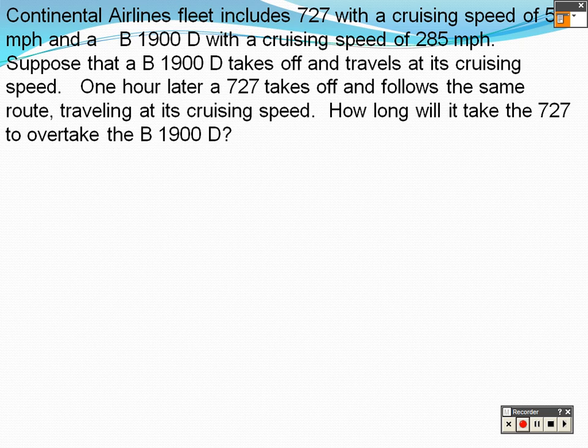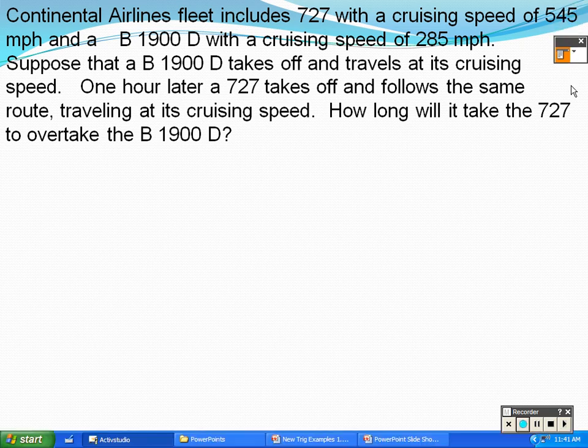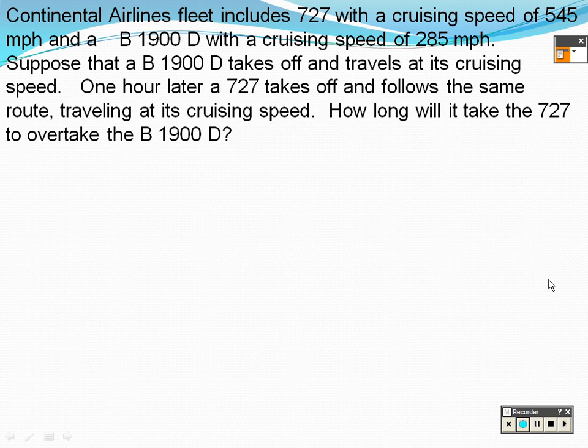The Continental Airlines fleet includes the 727 with a cruising speed of, let's see what the speed is, shall we? 545 miles per hour. And then the next plane, this B 1900D with a cruising speed of 285 miles per hour. Suppose that it takes off and travels at its cruising speed 1 hour later, so this is basically the exact same problem as the last one.